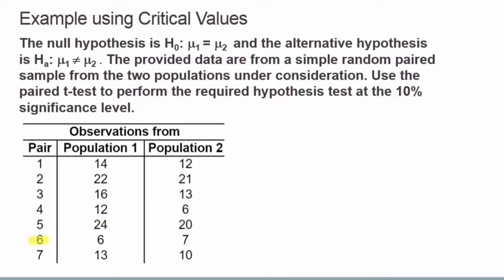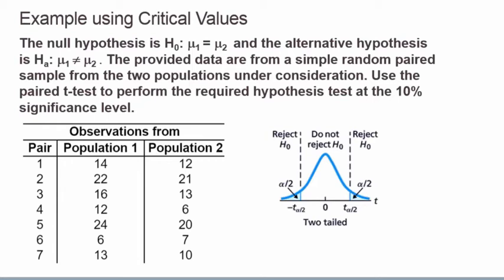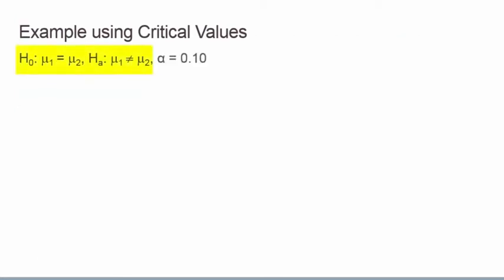Pair 6, population 1 is 6, population 2 is 7. For pair 7, population 1 is 13, population 2 is 10. Because Ha is mu1 does not equal mu2, we have a two-tailed test. Step 1 was provided for us in the original problem. H0 is mu1 equals mu2, and Ha is mu1 does not equal mu2. Step 2, alpha equals 0.1.